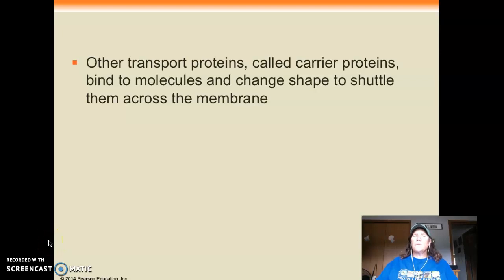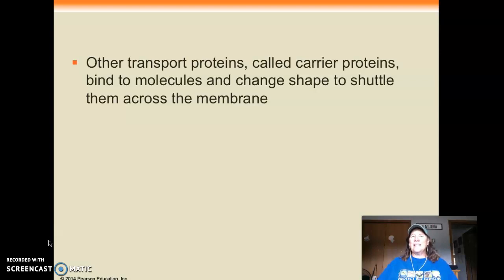All right, we're going to finish up chapter 7 today. We're talking about the membranes and cells. And remember, in the phospholipid bilayer, there are proteins, and they have different functions, and one of them is called a carrier protein. What happens is a molecule binds to it, changes its shape, and then it shuffles it across the membrane.